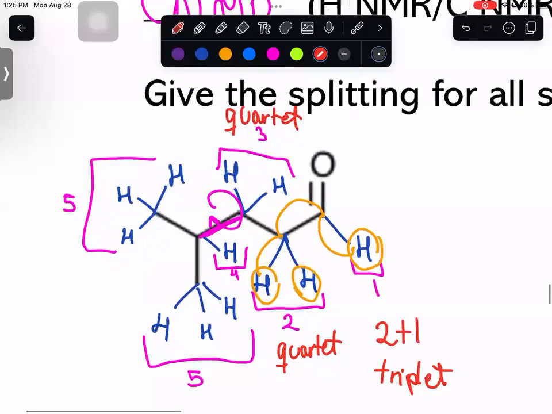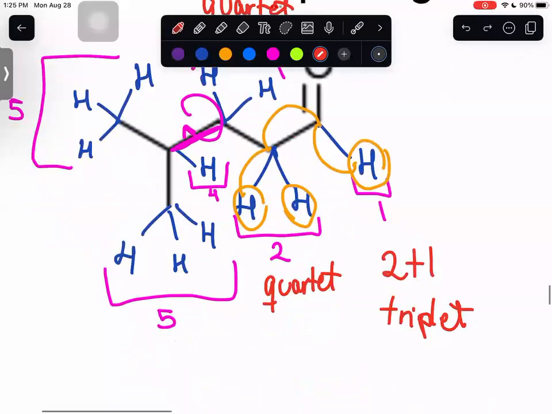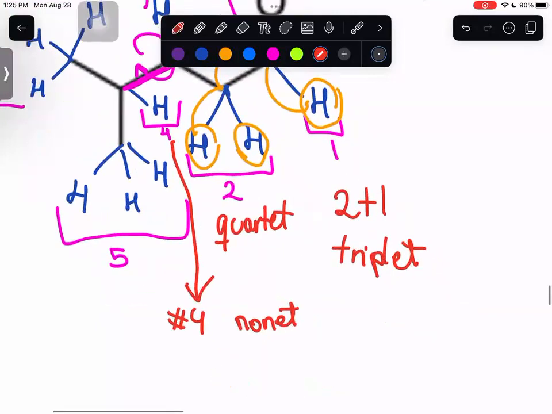For this one, let's look at it. Signal 4. We have the 6 hydrogens for both methyl groups, remember? And then we have those 2. So at the end, 8 neighbors. So signal number 4 is technically gonna be a nonet formally, but in practice, we're just gonna call it a multiplet. Anything higher than 5, yes.